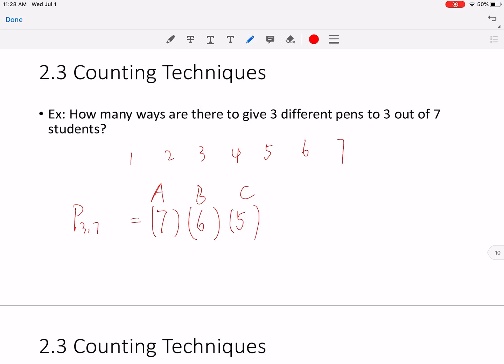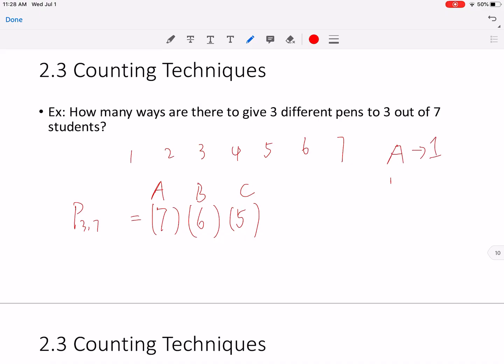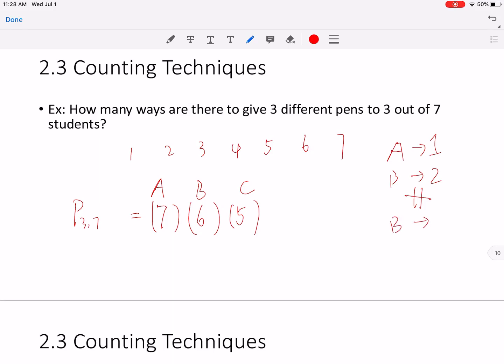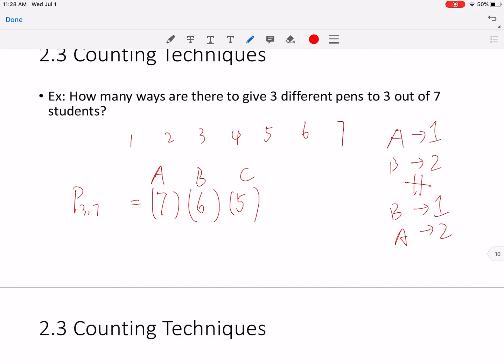For example, if pen A goes to student number 1 and pen B goes to student number 2, this is different from B going to student number 1 and A going to student number 2. They are different. That's why I said the order matters over here.